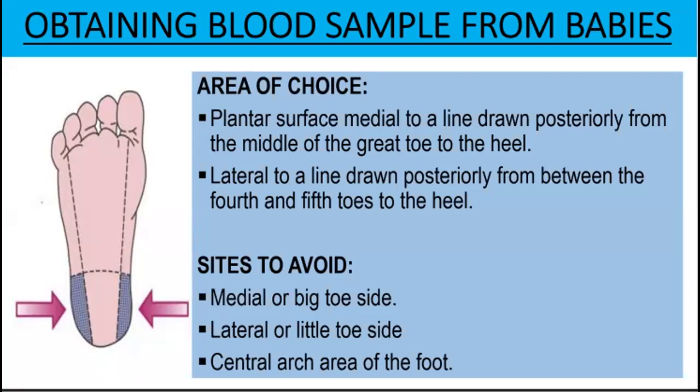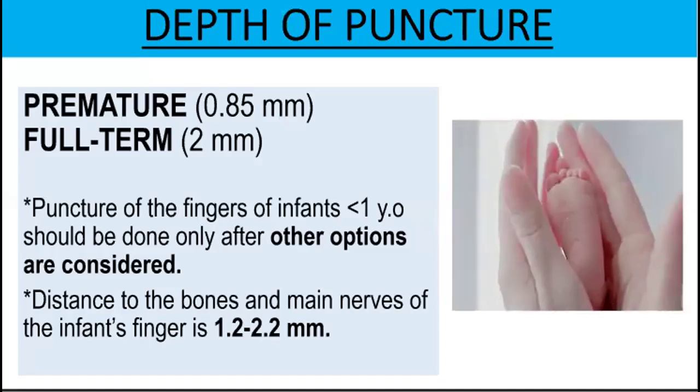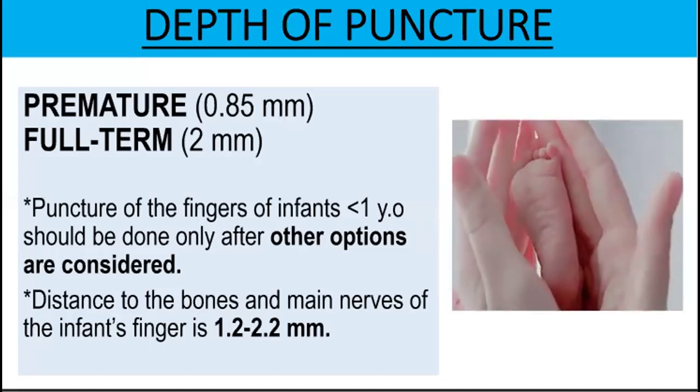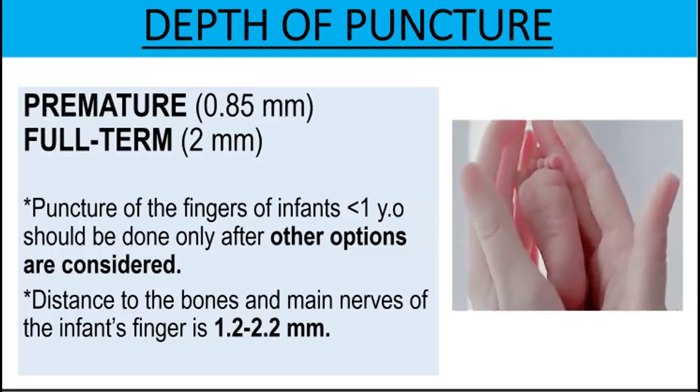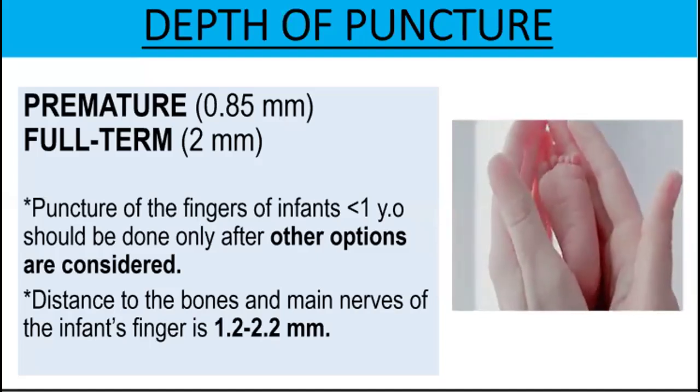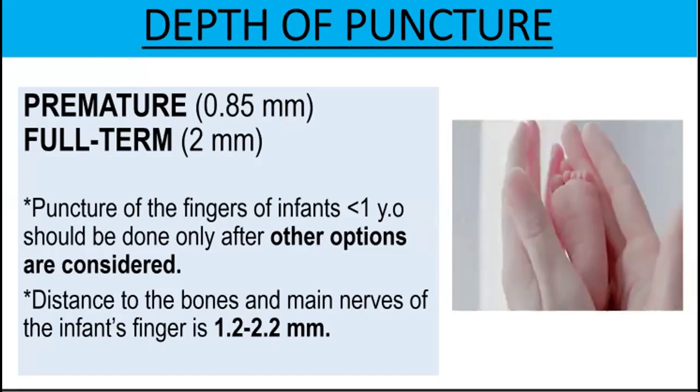So that's the explanation. Sides to be avoided: medial or big toe side, lateral or little toe side, and the central arch area of the foot. It's because puncturing these may result in damage to the nerves, tendons, cartilage, and bones of our neonates. Depth of puncture, we already mentioned this earlier. For a premature patient, it's 0.85 millimeter. Full term, it's 2 millimeters deep.